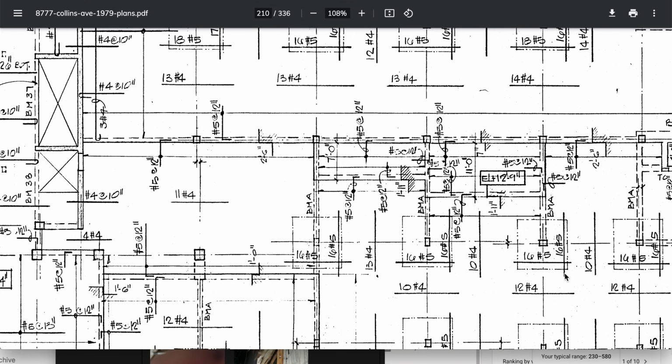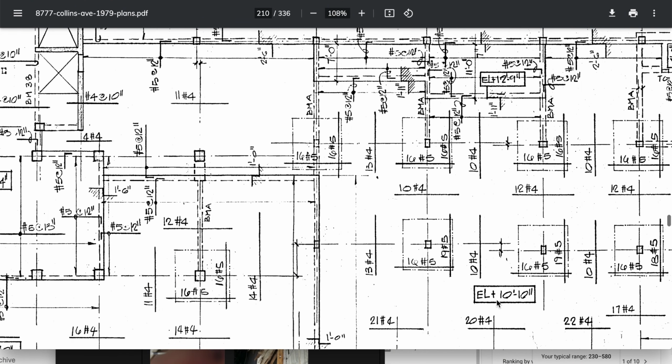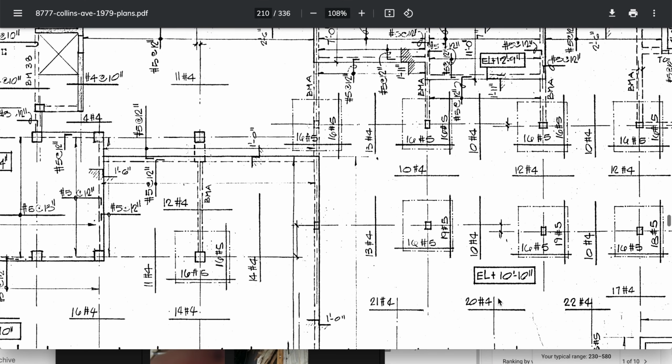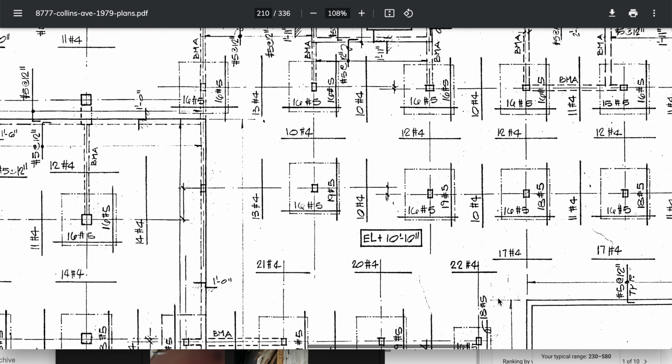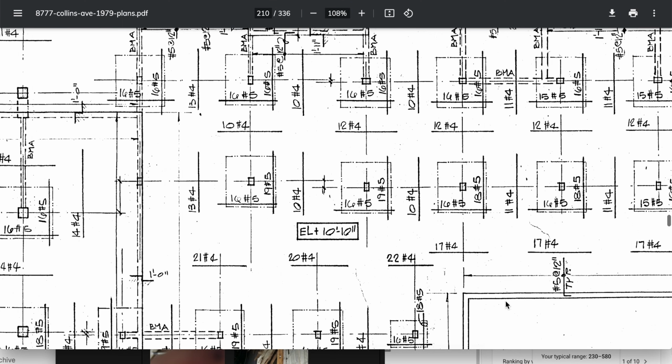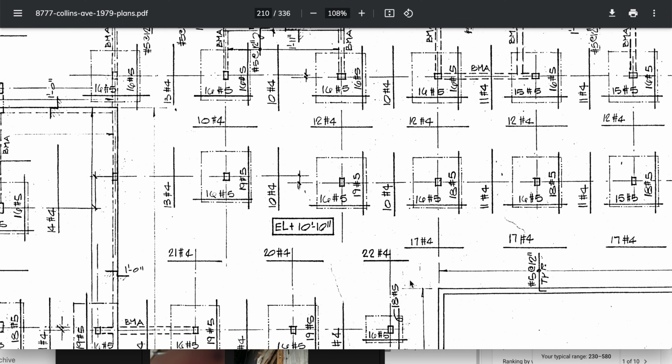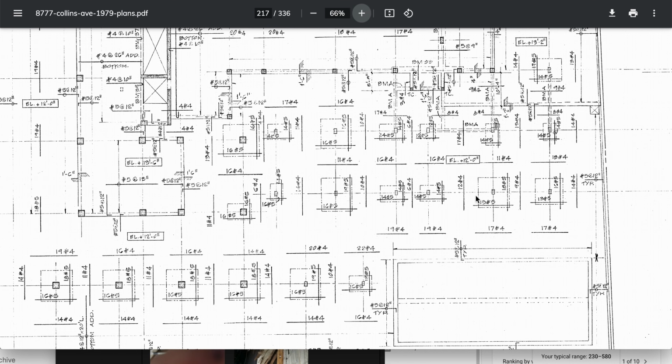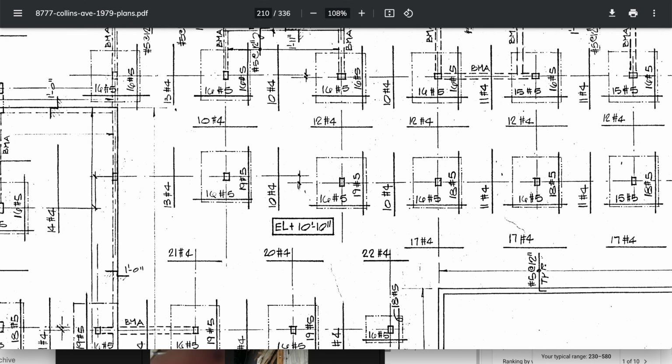Page 210 says the elevation is 10 foot 10. Over here, and slide over to the right a little bit. So here's the pool. Right here is that pool. There's 10'10". In front of the pool is 12'12". So 10'10" is over here, right? Yeah, 10'10" is over here. So that represents the pitch of the deck.